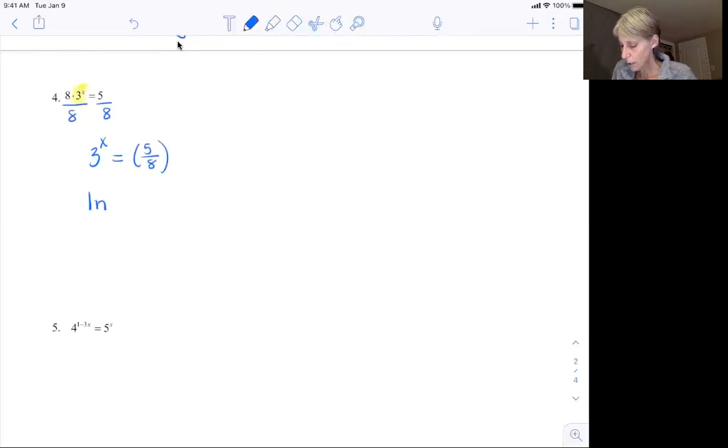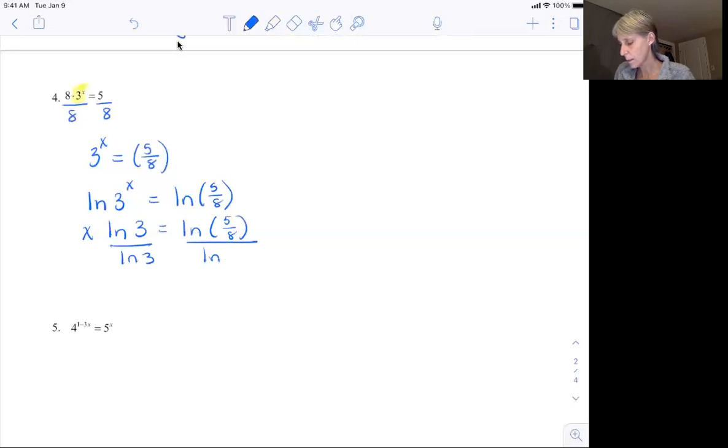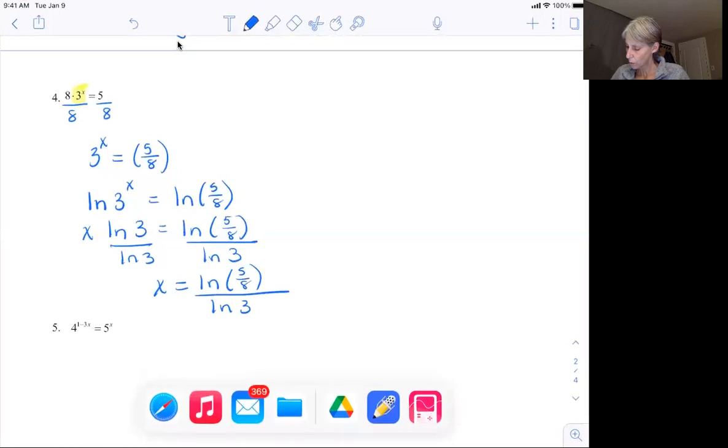I'm going to put an ln on each side. Bring my power down in front. Solve for x. And x is going to equal ln of 5 over 8 divided by the ln of 3. It's also important to mention here that this is a valid answer because each of these is an actual number. However, we've just gotten in the habit of solving things completely.